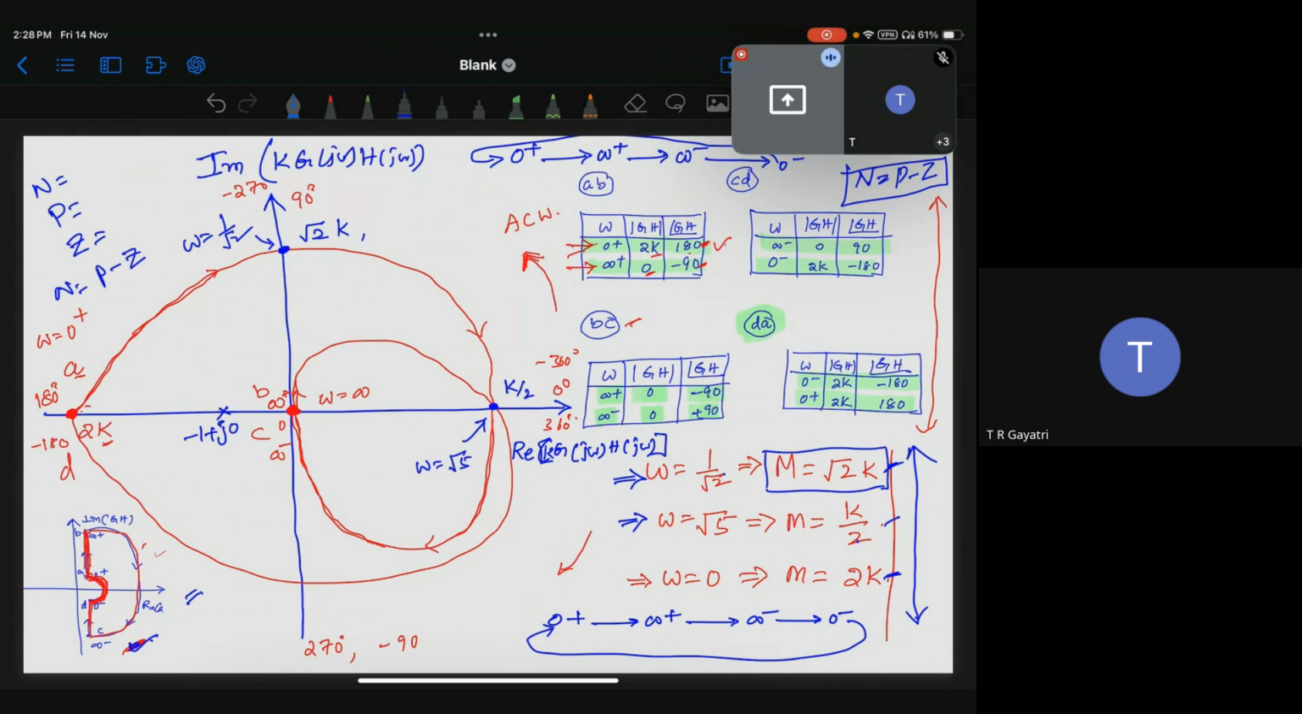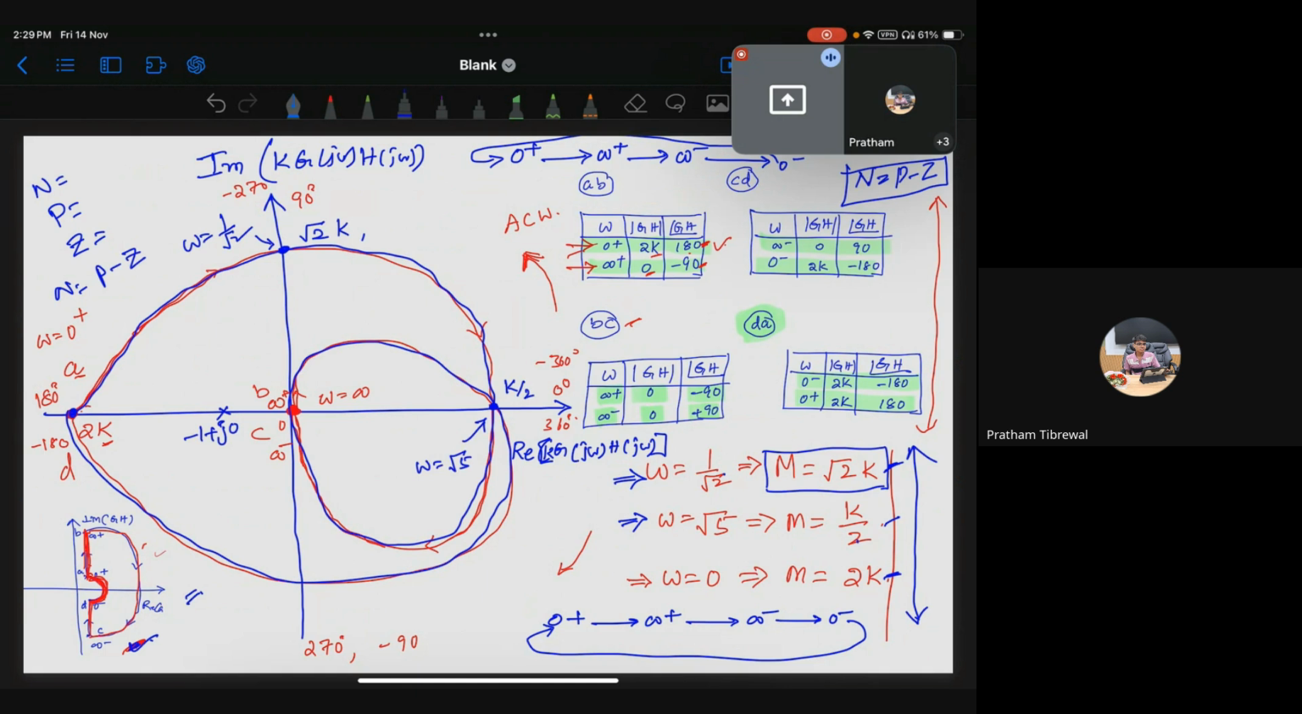Now you can see, let's say this is the point. Where does the actual curve start? Here, correct? So the curve starts and it goes like this. Am I correct? Yes, sir. It goes like this. Yes or no? Yes, sir.